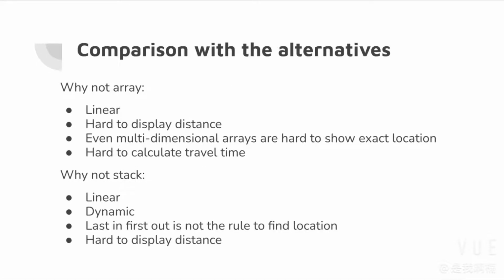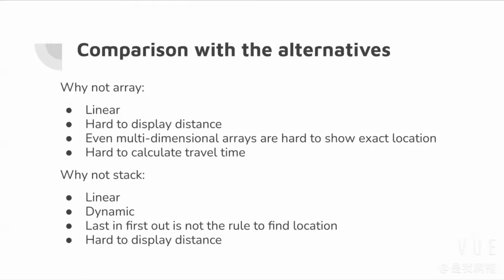And I will talk about why other data structures are not as ideal as a graph. First, the array is the simplest and most widely used data structure. Since it's linear, it's not suitable for representing maps. When it's represented in one dimension, it's really hard to display the distance and calculate travel time. Even when it could be represented in multi-dimensional arrays, it's still hard to show the exact location since the arrays are still limited.